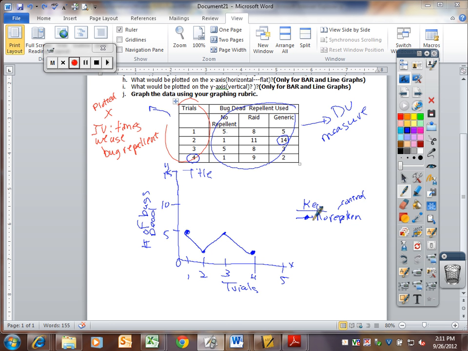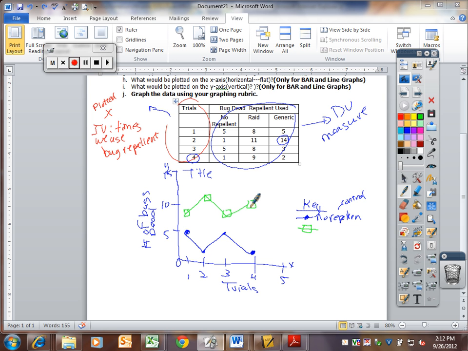And then we're going to do the RAID. And in RAID, we're going to use squares. Okay, so on trial 1 in RAID, I got 8. On trial 2, I got 11. On trial 3, I got 8. On trial 4, I got 9. And then I just connect the dots. I think that was a little bit higher. And we'll connect the dots in order. 1, 2, 3. And then we'll finish the last one. It should be pretty easy.